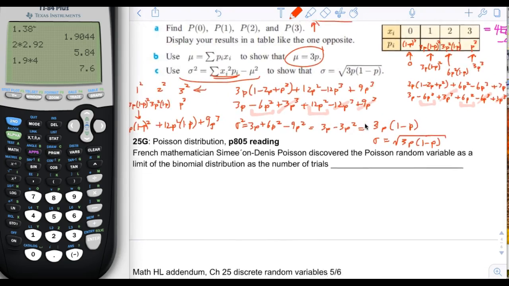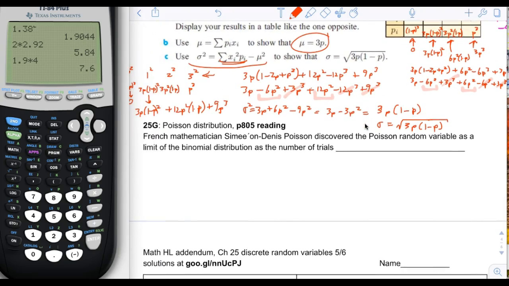All right, last thing. We're going to start talking about the Poisson distribution now. French mathematician Siméon Denis Poisson discovered the Poisson random variable as a limit of the binomial distribution as the number of trials approaches infinity. That sounds fascinating, doesn't it? So that's the next page. By the way, there's only one E here.